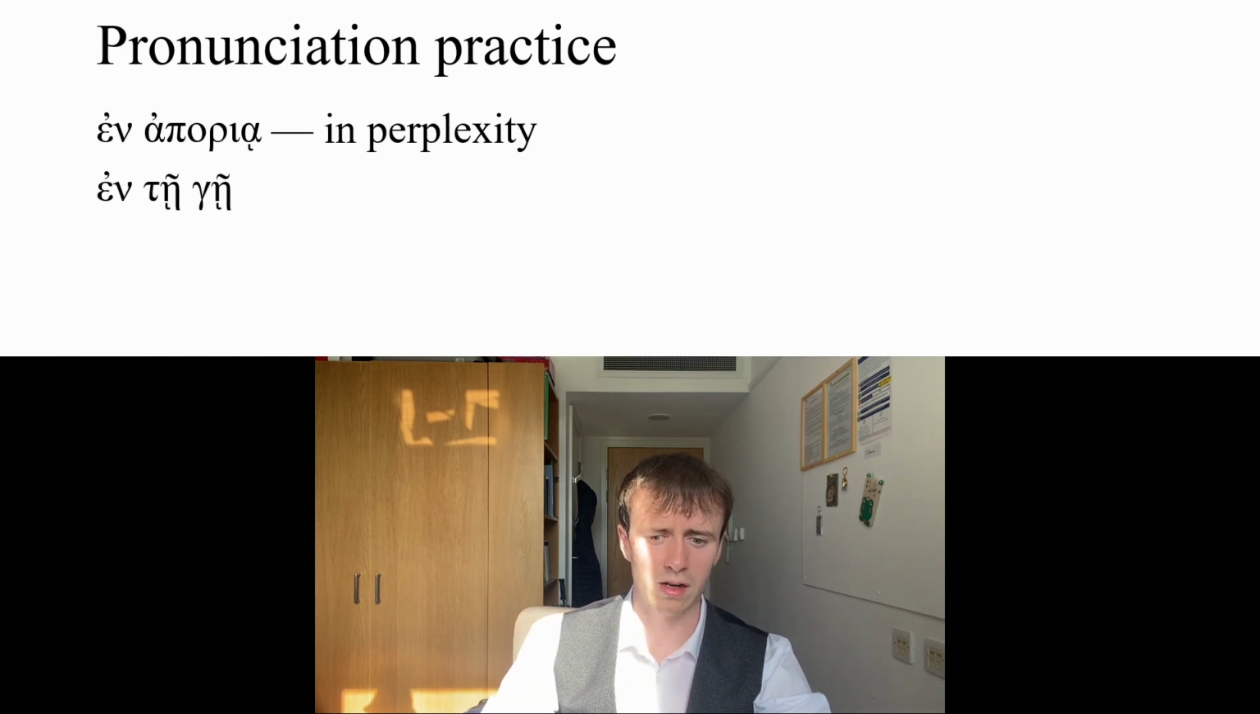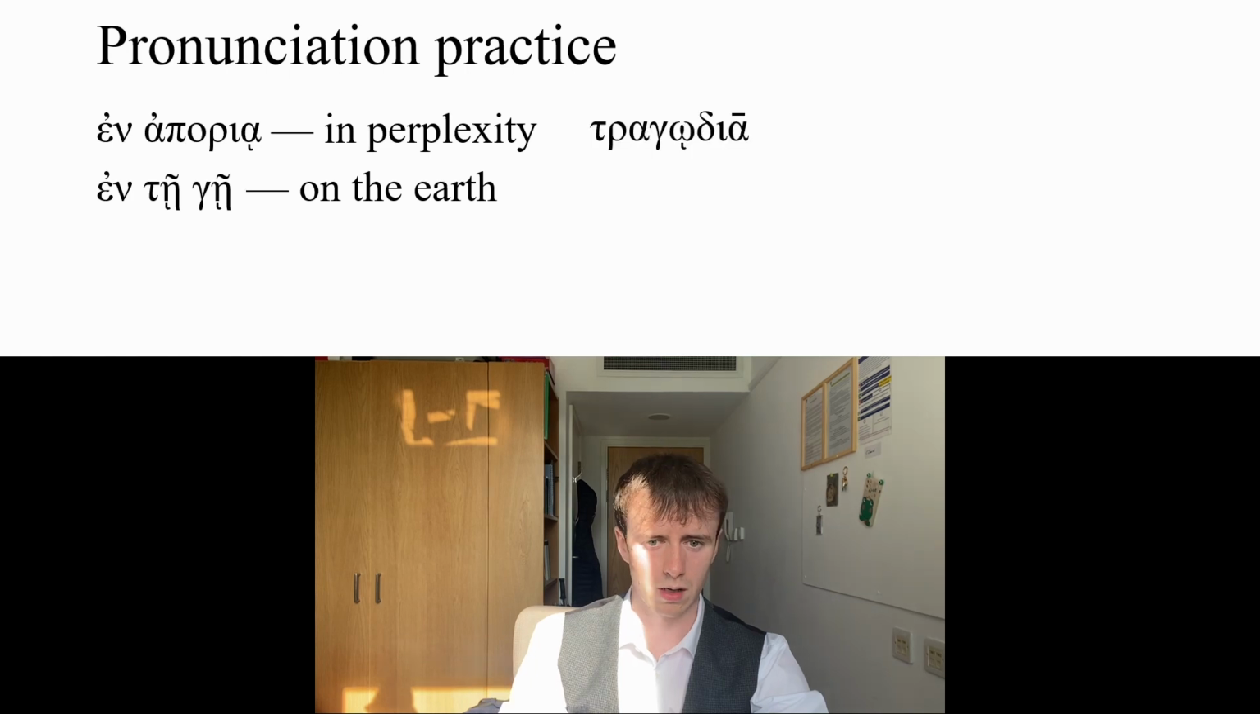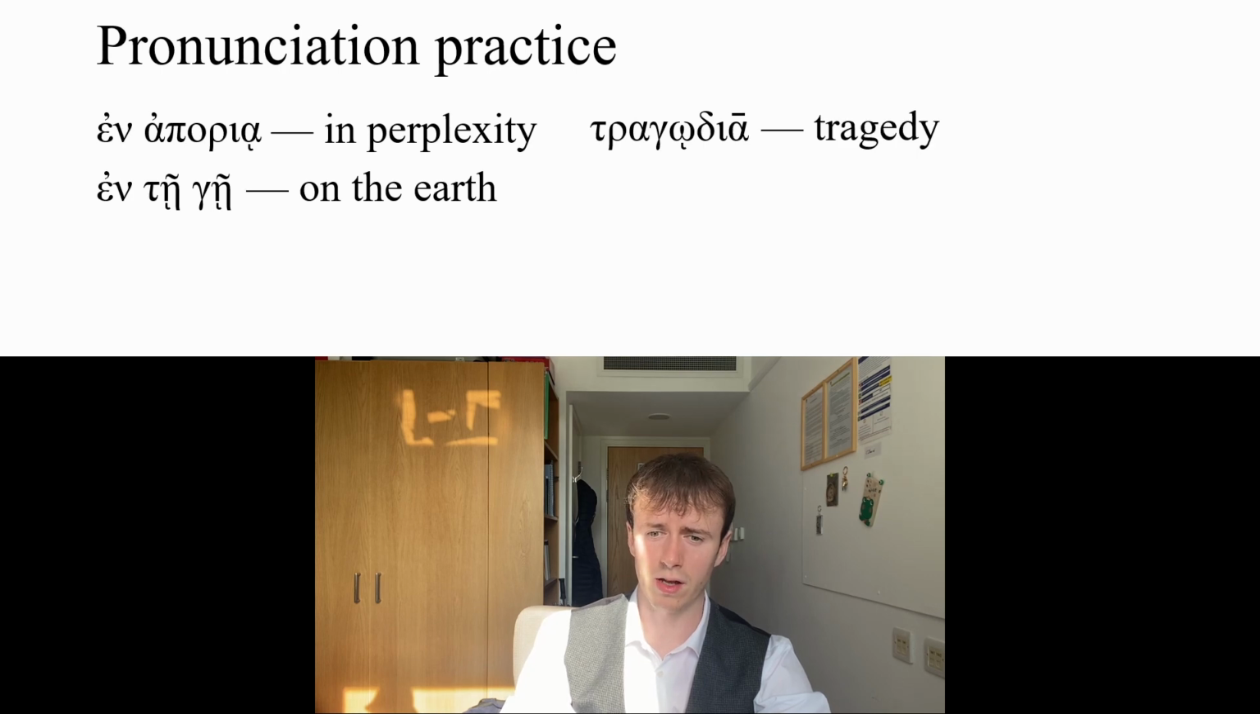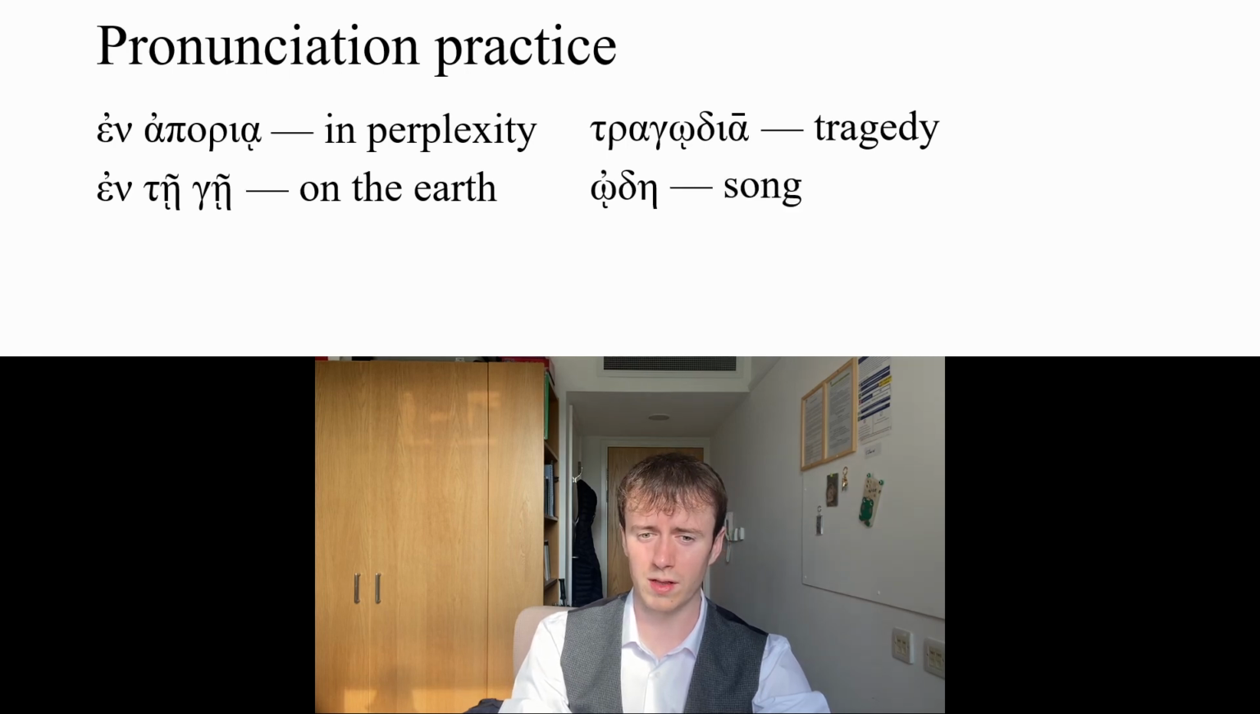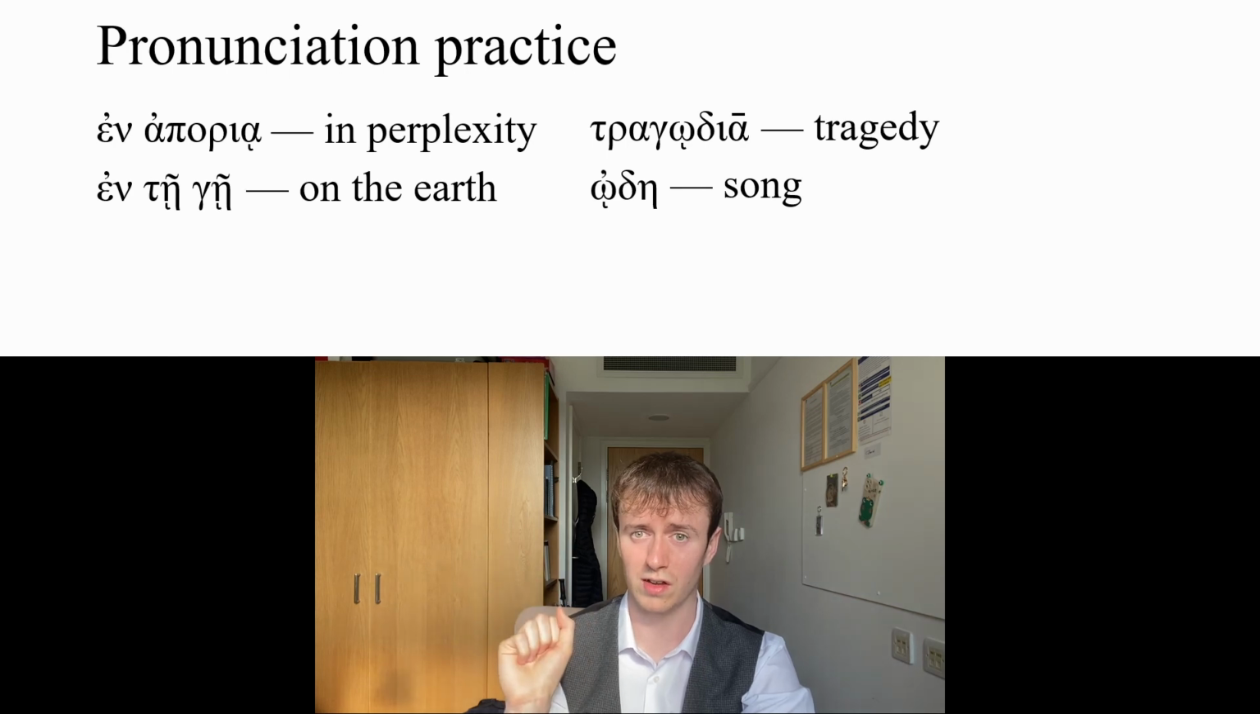The second phrase we have on screen is ente ge, which means on the earth or on the land. Ente ge. The third word we have is tragoidia, meaning tragedy. Tragoidia, tragedy. The fourth word we have is oider, meaning song. Oider. You can actually see the word oider within tragoidia, because tragoidia literally means goat song. Tragos is a goat, oider is a song. Tragoidia is a goat song.